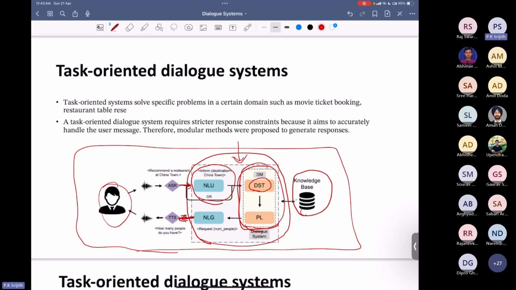Now, on the basis of the output the dialog manager provides, the natural language generator will try to produce a natural language sentence through which we want to communicate with the user. So these are the typical components present in a task-oriented dialog system.